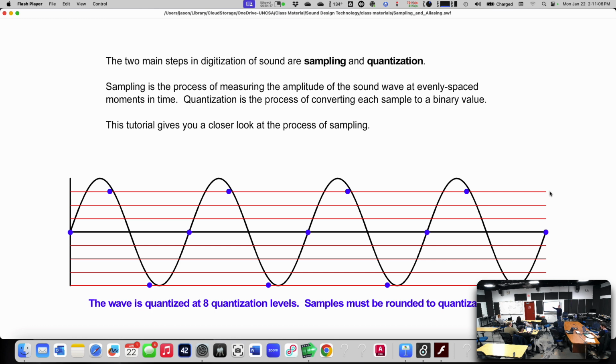Then you could do 8 possible values. 8 possible combinations in 2 bits. Because you could do 0, 0, you could do 0, 1, you could do 1, 0, or you can do 1, 1.